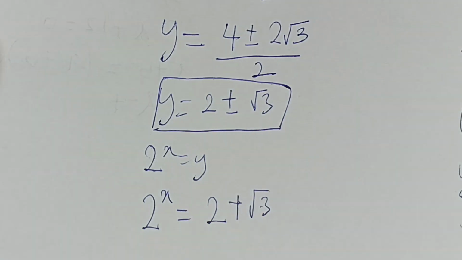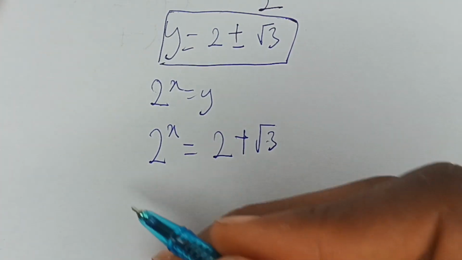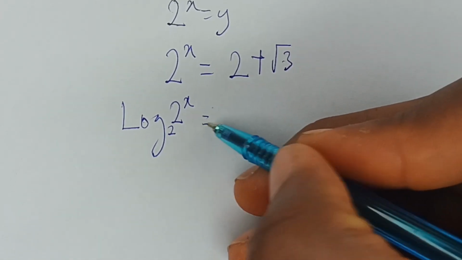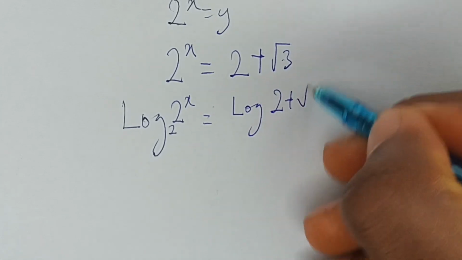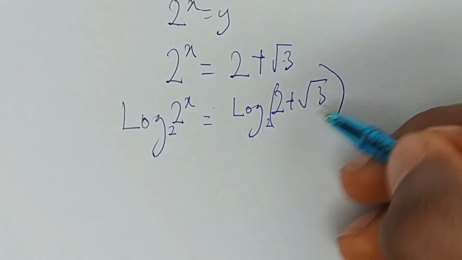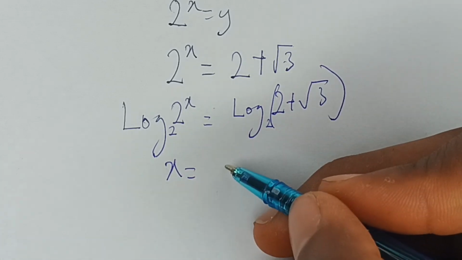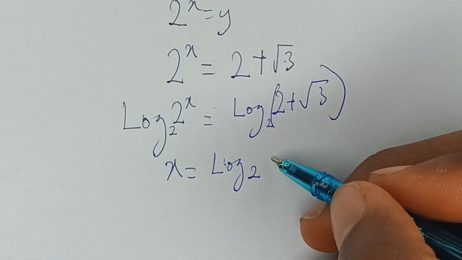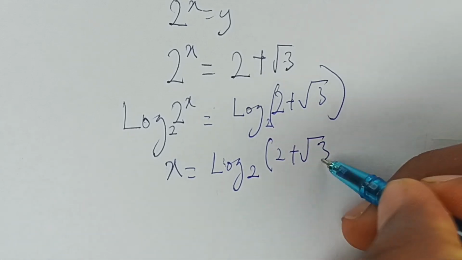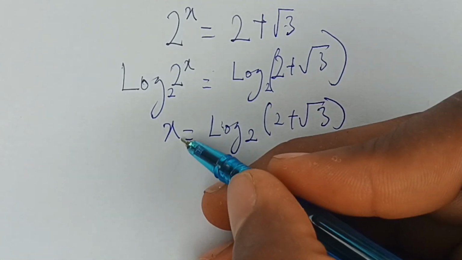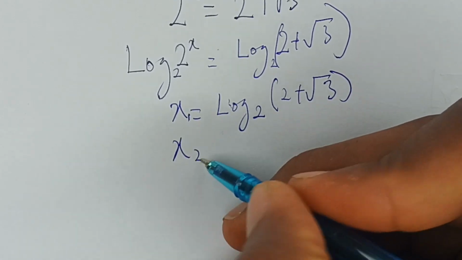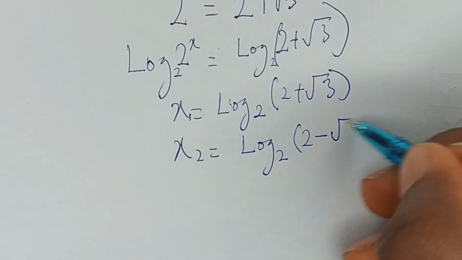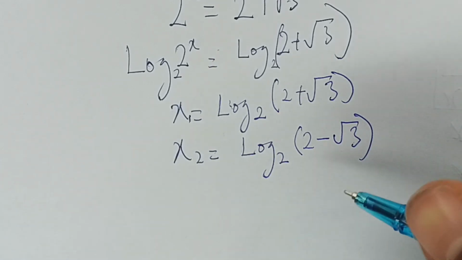Now, from here, we can take the logarithm of both sides. So we say the logarithm of 2 raised to the power x in base 2 is equal to the logarithm of 2 plus root 3 in base 2. So from here, x will be equal to the logarithm in base 2 of 2 plus root 3. This is x1. Invariably, x2 will be equal to the logarithm in base 2 of 2 minus root 3. So these are the values for x in this question.